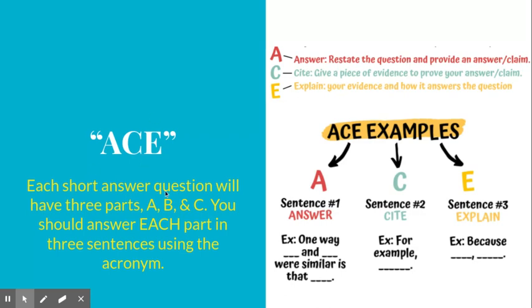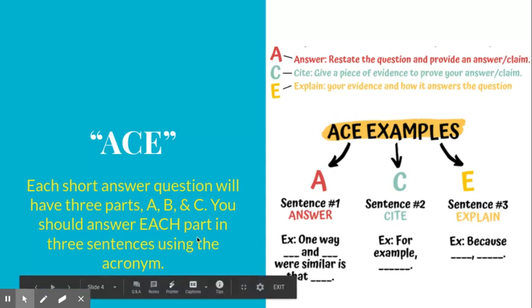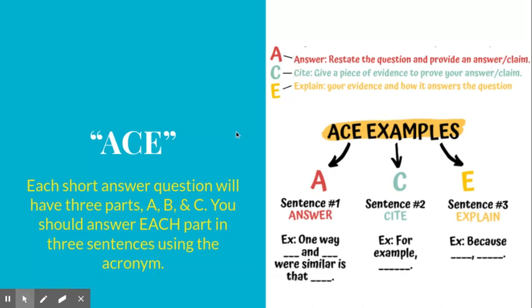So for each short answer question, you'll have 3 parts, A, B, and C. For each part, you need to use about 3 sentences to answer that part. And those 3 sentences follow this model, A, C, E. So part A would ask me a question. And just in part A, I'm going to answer, which is basically I tell them here it is, answer, and you can use words from the question. Then I'm going to cite the next sentence. Cite is another word for prove. I'm going to give evidence that proves this answer. Okay, and then E, explain the evidence and how it answers the question.